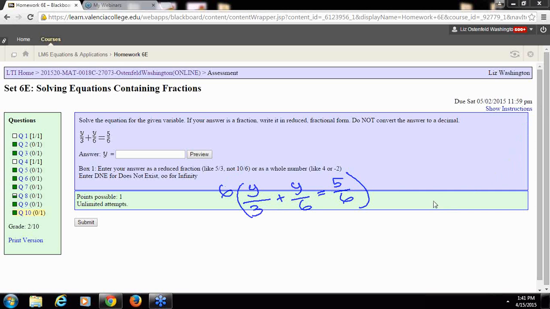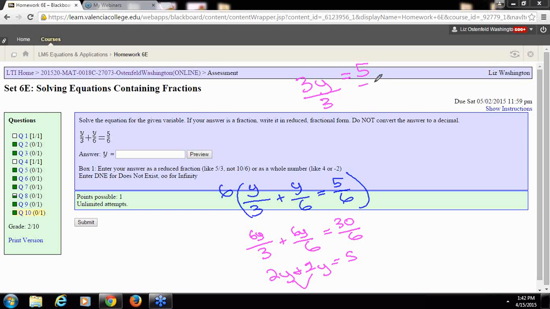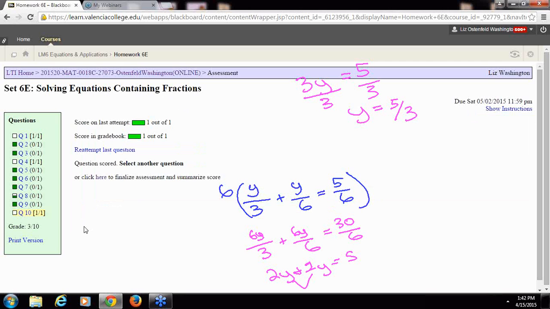I'm just going to change my color. So I'm going to get 6y divided by 3 plus 6y divided by 6 equals 30 over 6. So here I'm going to get 2y plus 1y equals 5. If I combine the 2y and the 1y, I'm going to get 3y equals 5. And I'm going to divide by 3 to get the y by itself. And again, I'm going to type this in. 5 divided by 3. Submit. Okay. Go to the next one.